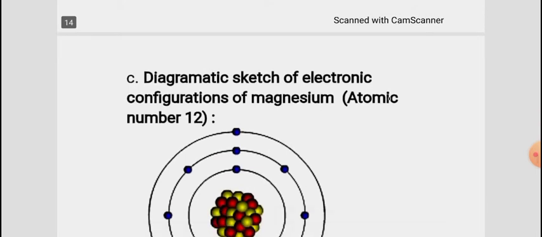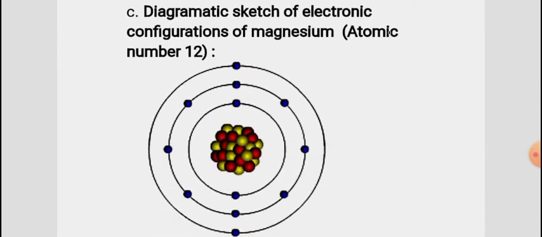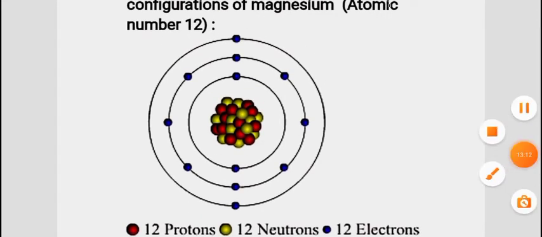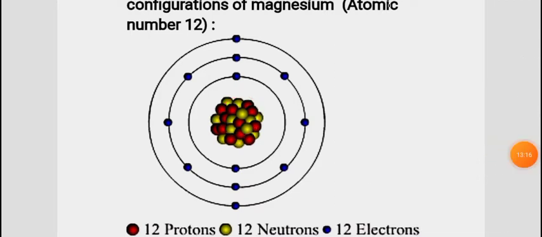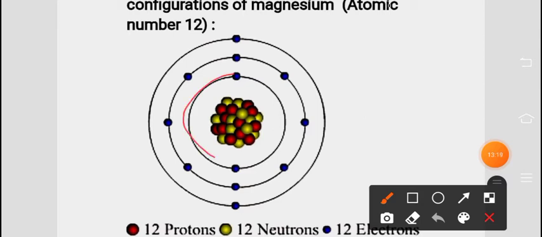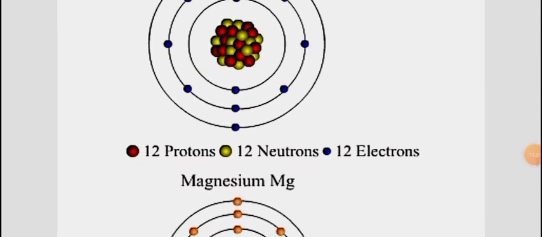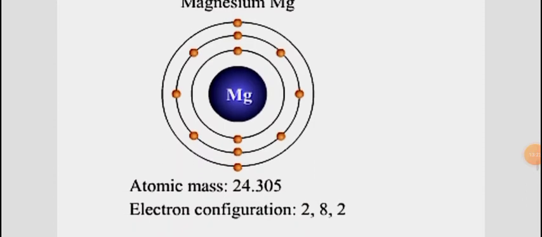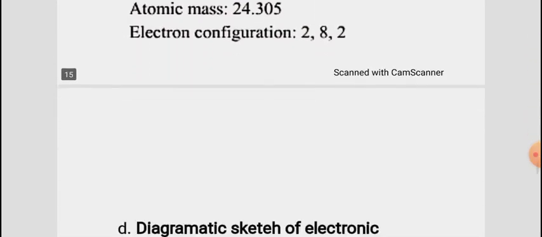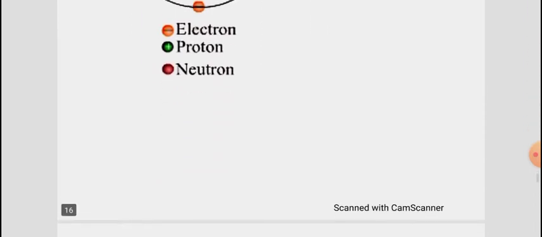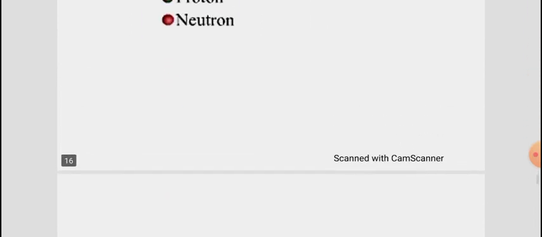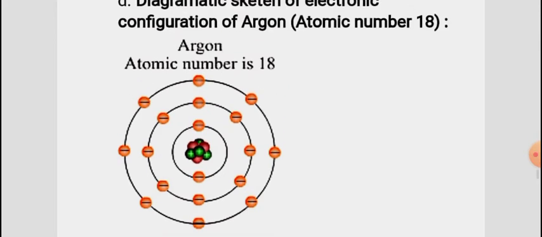Now next diagram is the diagrammatic sketch of electronic configuration of magnesium. See here, you can observe inside the nucleus number of protons and neutrons are there, and in the orbits electrons are revolving around it. So this is the electronic configuration for magnesium. And next is electronic configuration for argon.